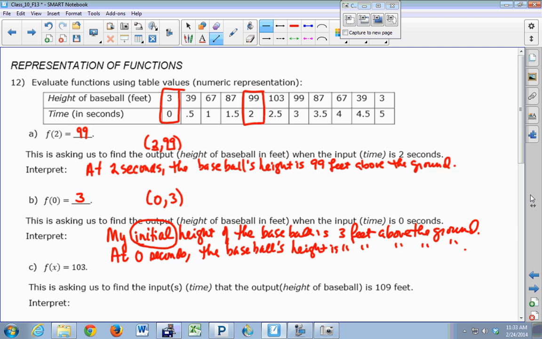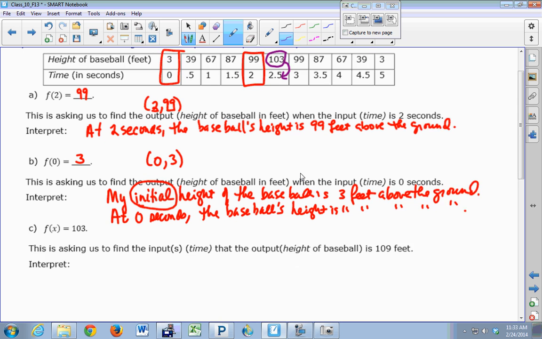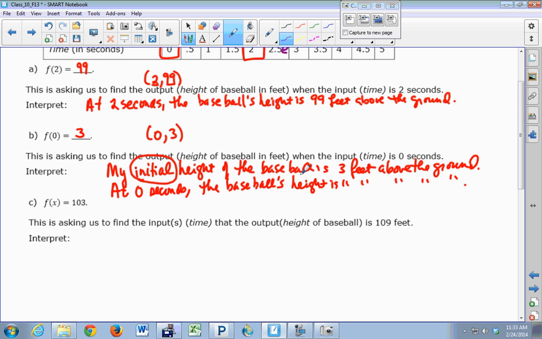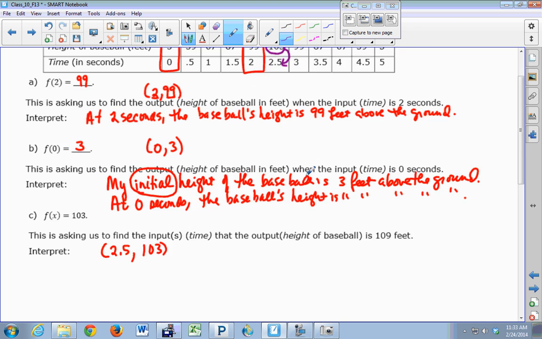So now you go to the table and you look along the first row until you find 103. Voila, there it is. There's 103. And you see that the corresponding time, that's its partner, is 2.5 seconds. So if you were to write the ordered pair, it would be 2.5 seconds, 103 feet. So the height of the baseball will be 103 feet above the ground at 2.5 seconds. Any questions on interpreting this?